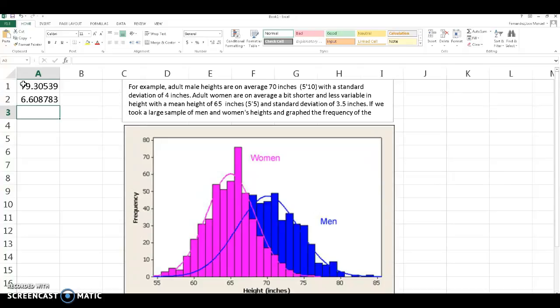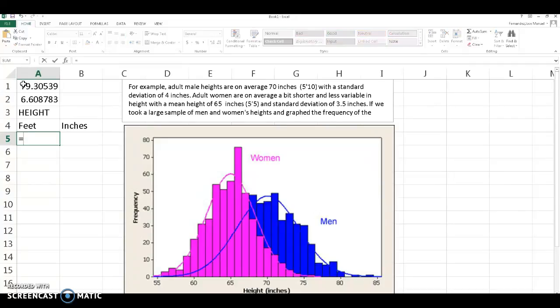You still may not like that. You like the conversion of height in feet and inches. So we're going to come over here and put height. I'll put feet over here, and I'm going to put inches over here.